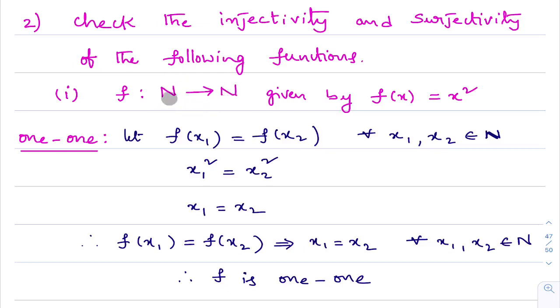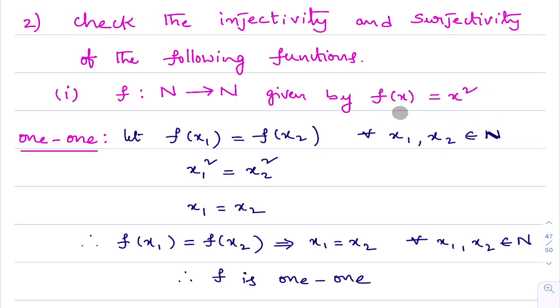You take 2 different elements in this first set. You take 1, 2. 1 is a natural number, 2 is also a natural number. F of 1 is what? F of 1 is 1 square. 1 square is 1. That means image of 1 is 1. F of 2 is 2 square. 2 square is 4. That means f of 1 is 1, f of 2 is 4.